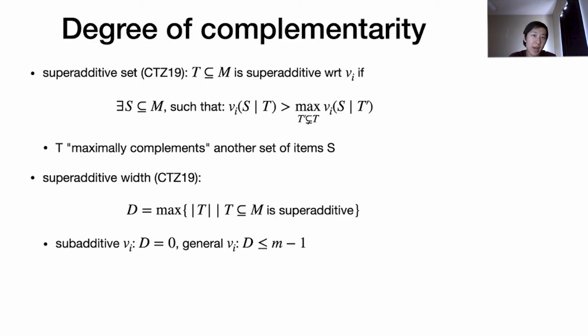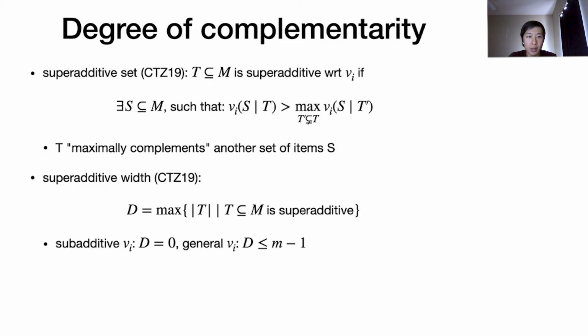Now, to measure the degree of complementarity, we use the notion of the superadditive set defined by CTZ19. So for a set T of items, we say that T is superadditive with respect to valuation function vi if there is a set of items S such that the marginal value of S given T is greater than the marginal value of S given any proper subset of T.